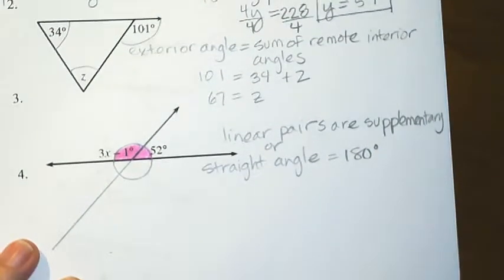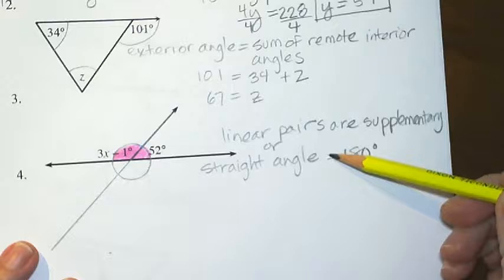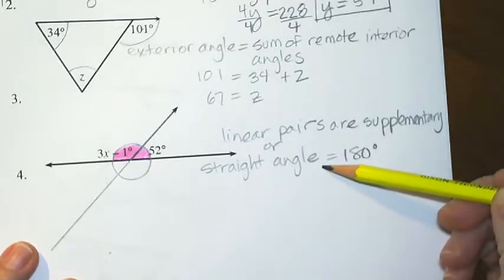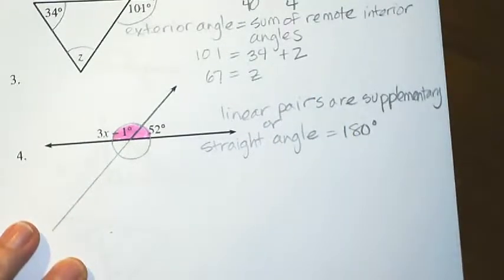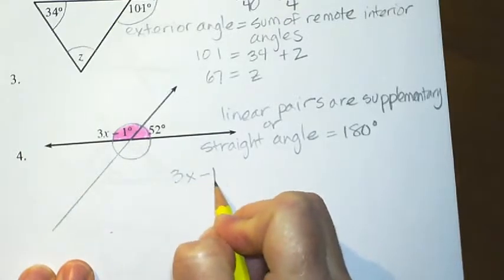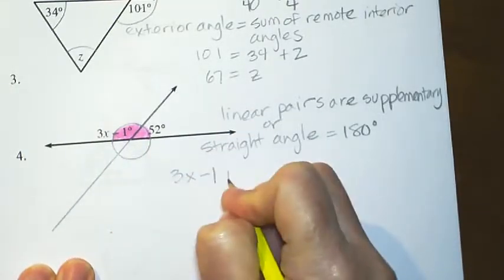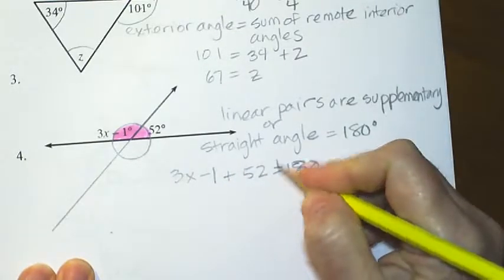And I know you're only going to need to know the relationship to get the equation, but don't skip this part. A lot of students will skip over this and then the equation doesn't mean anything because it's not connected to a geometric relationship. And you want to make that connection now because you're just going to keep seeing this over and over again. So we know that 3x minus 1, is that a minus? I think it is, plus 52 equals 180.